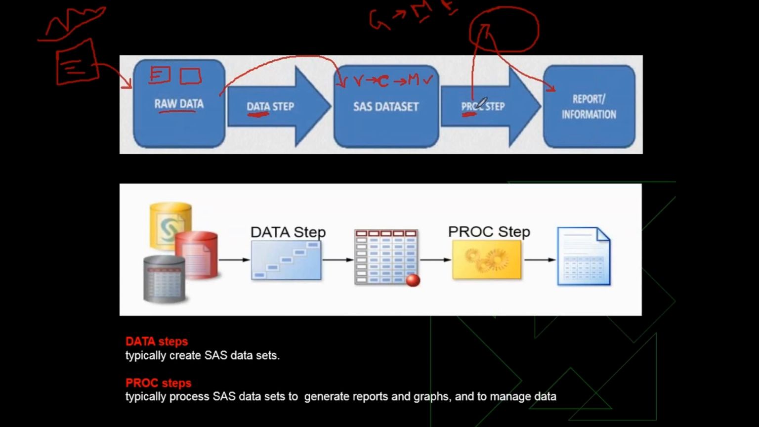Here we are not focused on the manipulation of the data. Here we are focused on the analysis, statistical analysis. But in the data step, we are more focused on the data: cleaning, validation, creating new columns, manipulation, everything we can do in the data step. But proc step means once my data is ready, then we will go to the proc step.